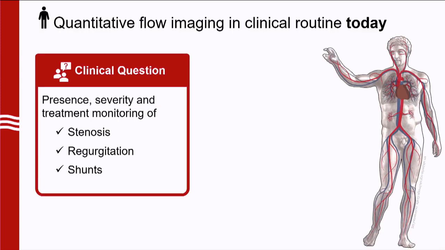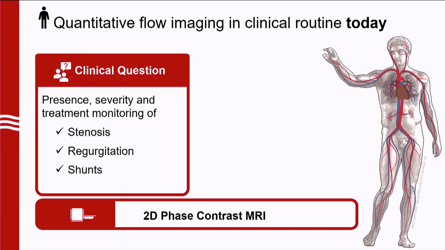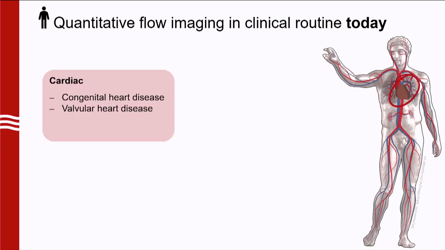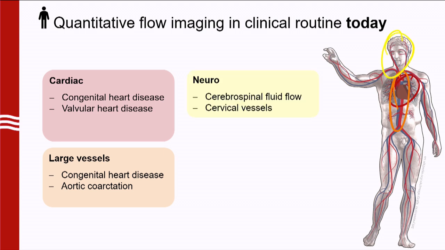So today, clinical questions for flow imaging can be broken down to 3 basic pathologies, the majority of clinical questions, of course. Is there a stenosis? Is there a regurgitation? And are there shunts? If so, how severe are they? And can we monitor the treatment? We do this with 2D phase contrast MRI, and we measure velocity, flow rate, stroke volume, and pressure gradients to do that. We apply these things to the heart, to large vessels, and to neuro applications.